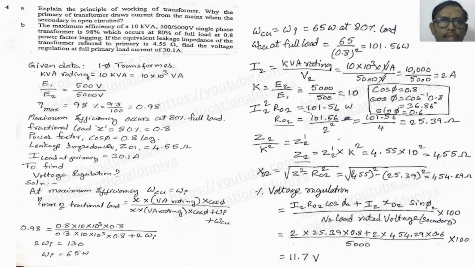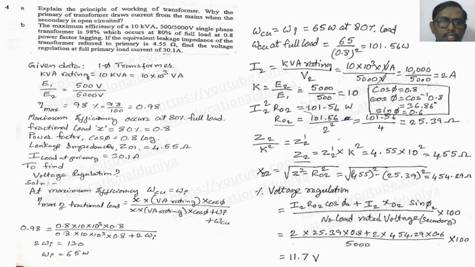lagging. They have given the equivalent leakage impedance of the transformer referred to primary, that is Z01. Z01 equal to 4.55 ohms. And find the voltage regulation at full primary load current of 30.1 amps. Of course they have given the full load current. So I1 at primary is 30.1 amp. So what to find? To find out the voltage regulation.